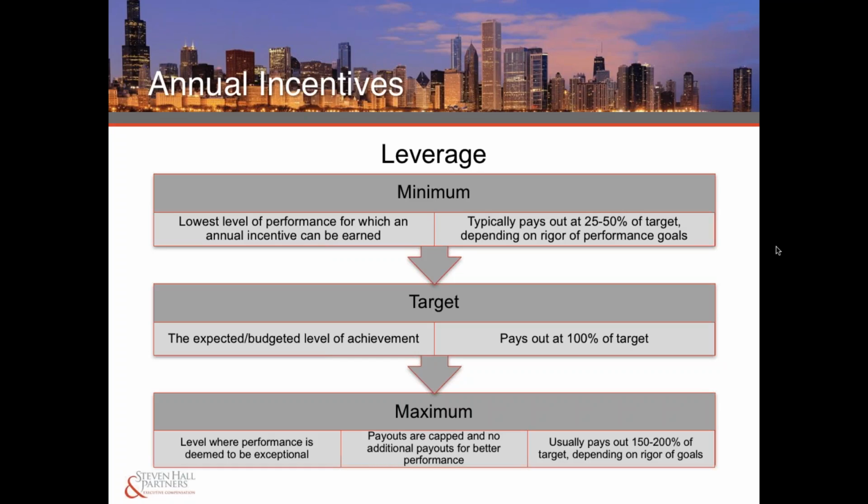On the other side, you have maximum. Performance where they knocked it out of the park, did a really great job, and at some point you're going to stop paying for additional performance. This would be viewed as exceptional performance. You typically see that a maximum is somewhere between 150 and 200% of base salary. And like I said, you're not going to pay for any additional performance. This is a bit of a risk mitigator. This way, executives aren't pushing too fast, too hard, and trying to do too much that may be viewed as risky behavior either internally or externally.